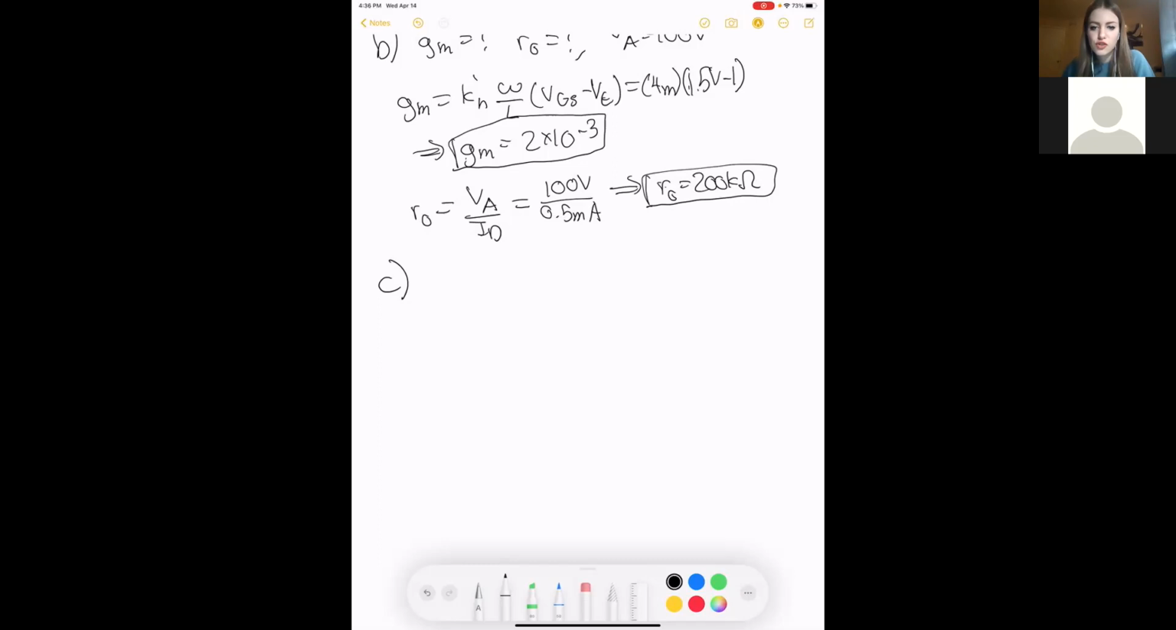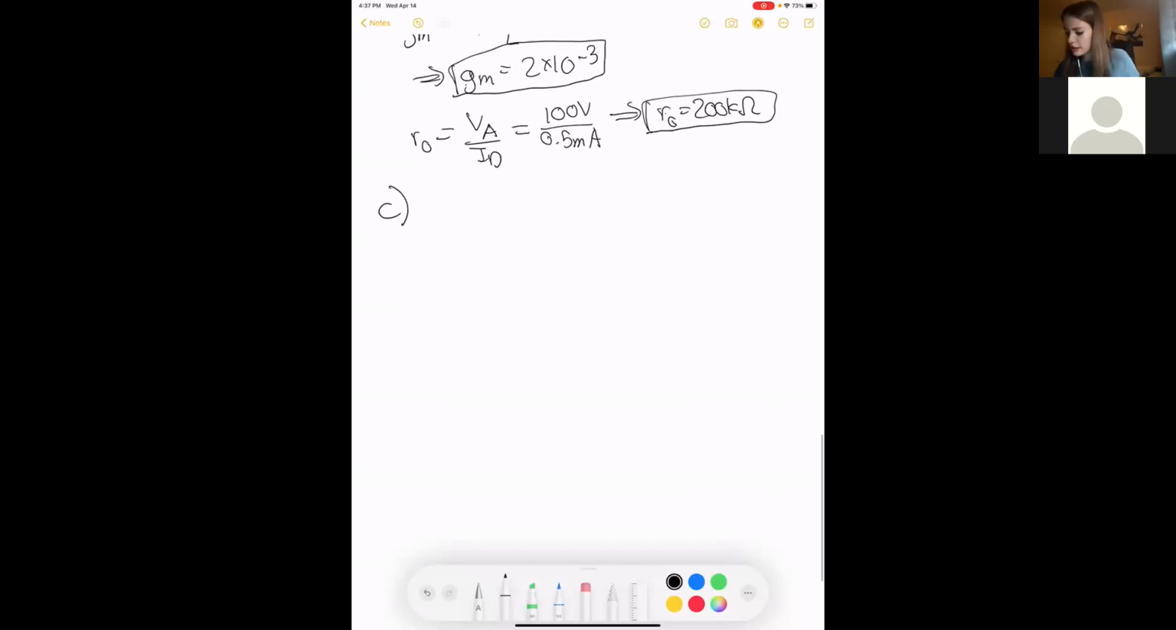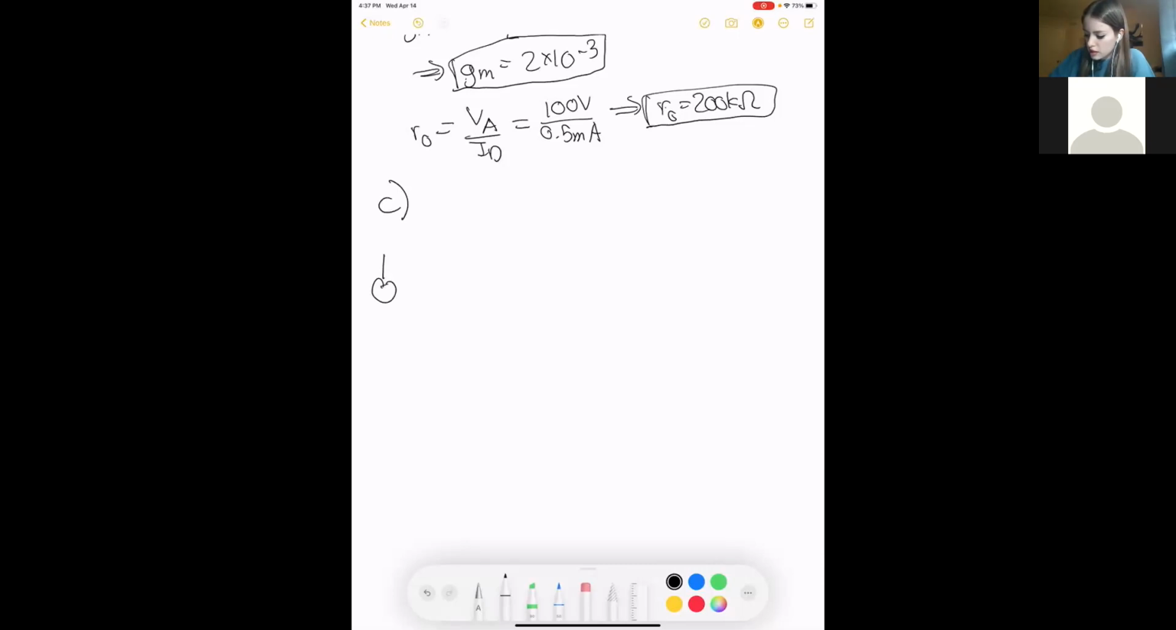Okay, part C. Draw a complete small signal equivalent circuit for the amplifier, assuming all capacitors behave as short circuits at signal frequencies. So we're going to draw a cute little circuit here. So this is our Vsig here. And this is our Rsig, which is 200K. This is VGS. Am I going to have enough room? No, I need to draw it smaller. Okay, like that. It's VGS.